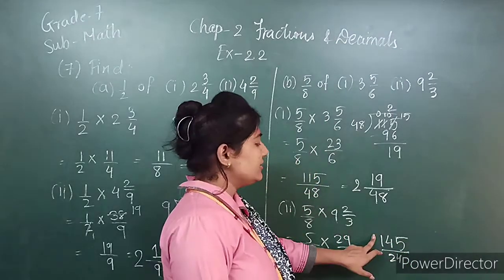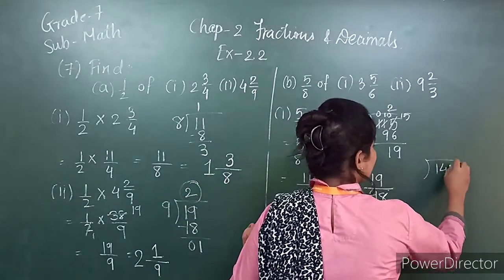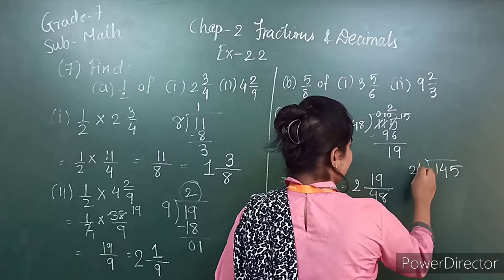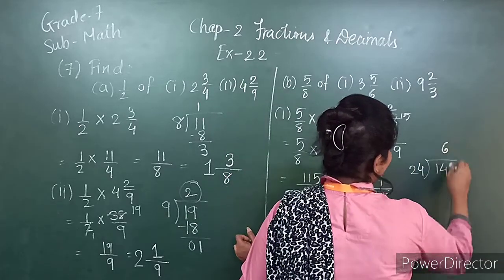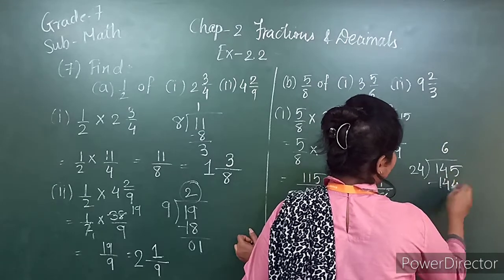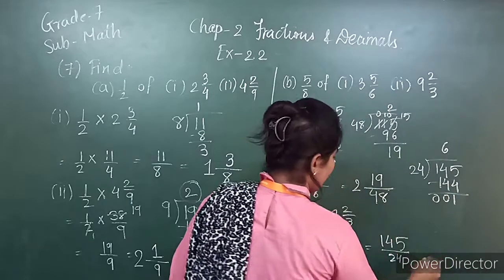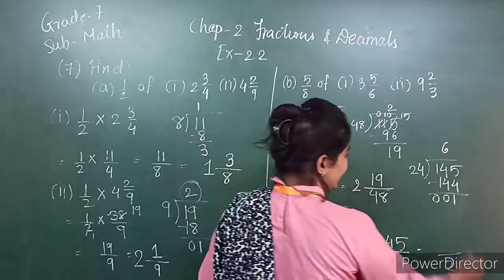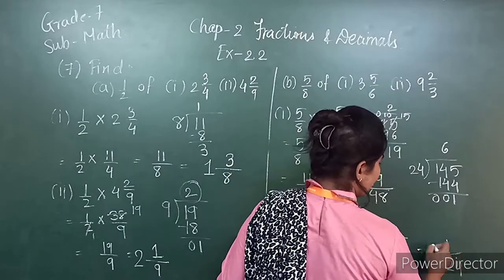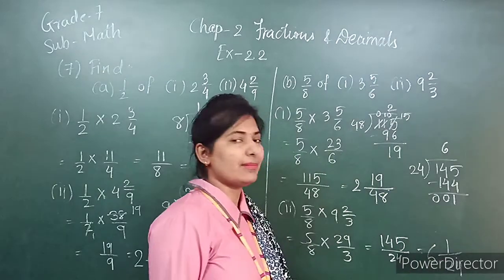Here the numerator is greater than the denominator, so we have to convert it into a mixed fraction form. So 24 6s are 144, so here 1 is the remainder. We have to write 24 in the denominator and this remainder we have to write upward, and this we have to write at the side. So our answer is 6 1 by 24.